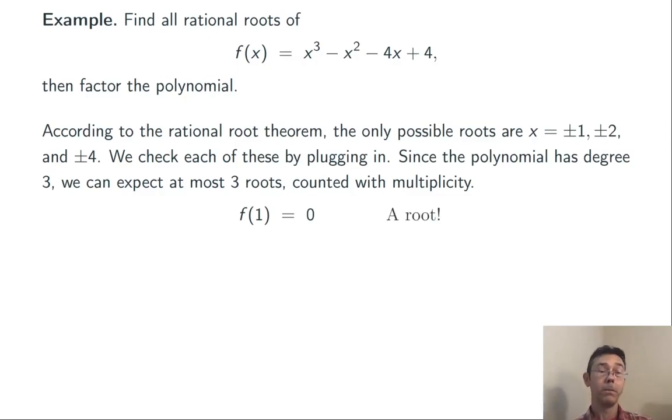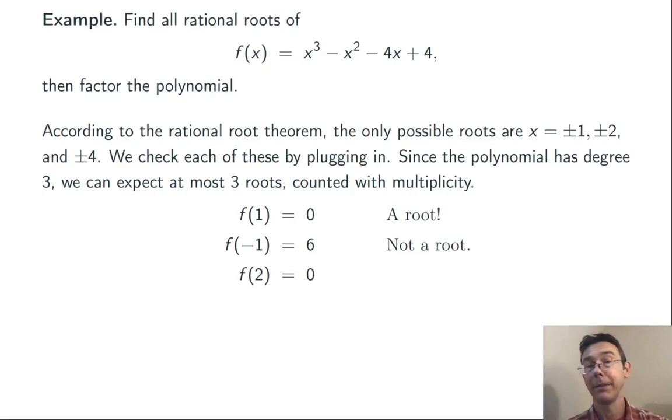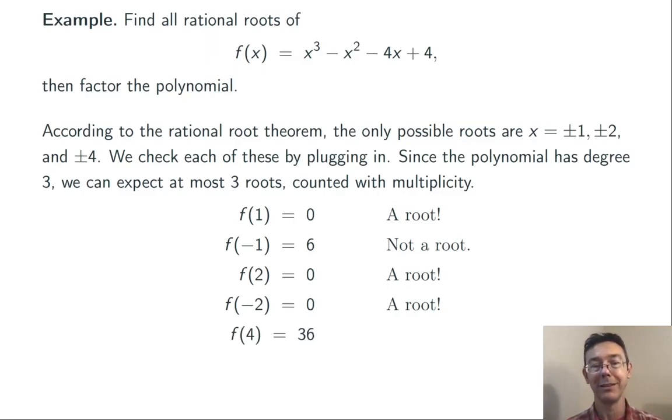F of 1 is 0. That's a root. F of negative 1, on the other hand, is 6. That's not a root. Continuing on down the list, f of 2 is 0, so that's a root. F of negative 2 is 0, so that's a root. Hey, I've already got 3 roots. There can't be any more. But let's go down the other 2. Let's go through the other 2 just for completeness.